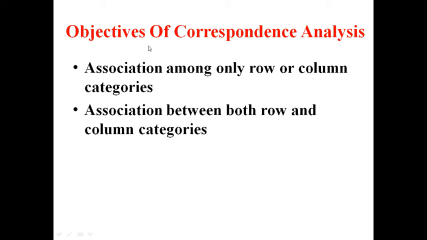Now, second point you can see here, what are the objectives of correspondence analysis? So, the first objective here, association among only row or column categories. In case of this correspondence analysis, we can find out the association of the variables only in the row category or only in the column category. And in case of second, we can find the interaction effect between the row and column. So these two are the objectives of correspondence analysis. We can find out individually for row, individually for column, or we can find out the association between both row and column. That is our interaction effect.